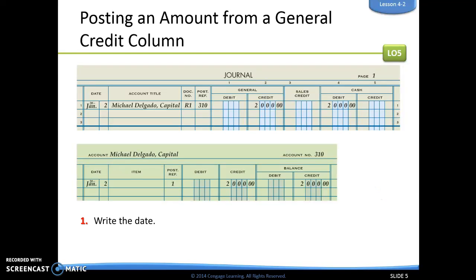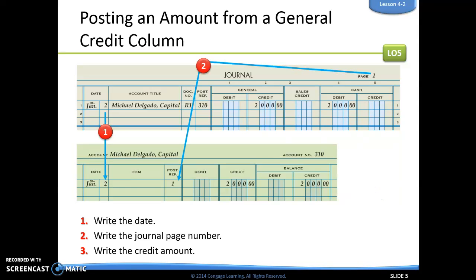Okay, now they're showing us how we post a general credit column. Okay, so here again, we're going to have the same 5 steps. We're going to write in our date. Now we're going to write in our journal page number. This time we're writing in a credit amount. So last 2 we were looking at a debit amount. This one is a credit amount.